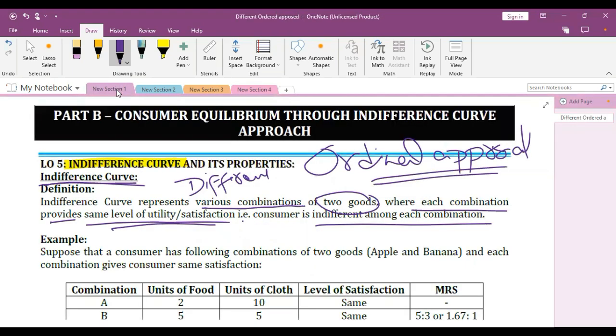So read the definition once again. Indifference curves represent various combinations of two goods where each combination means A, B or C. All combinations give the same level of satisfaction or utility to the consumer, because the consumer becomes indifferent to choose whichever point, because all points, that is A, B and C, give him the same level of satisfaction.